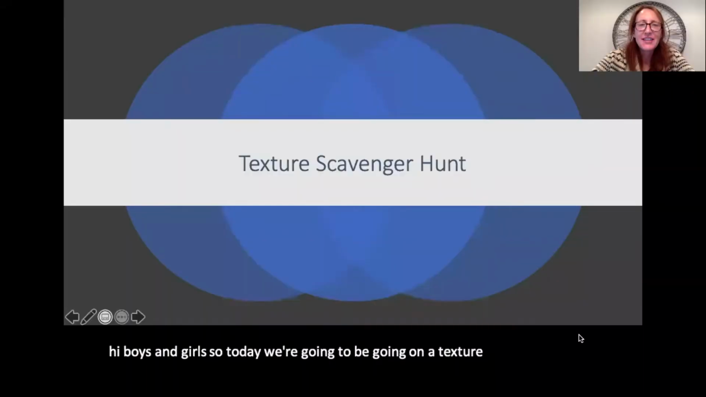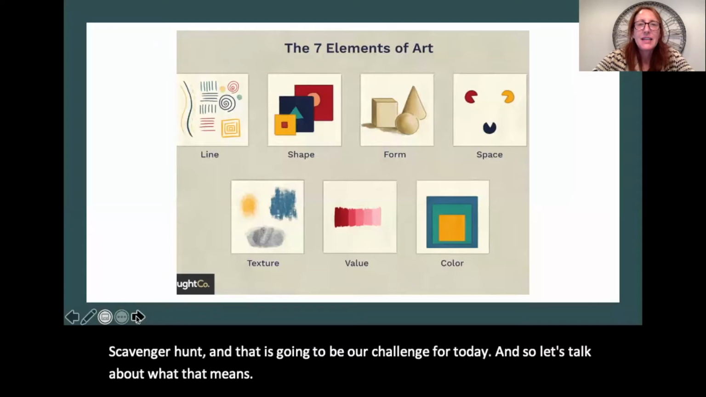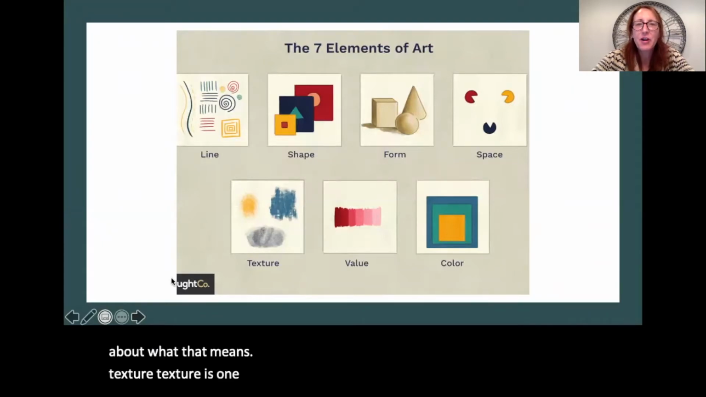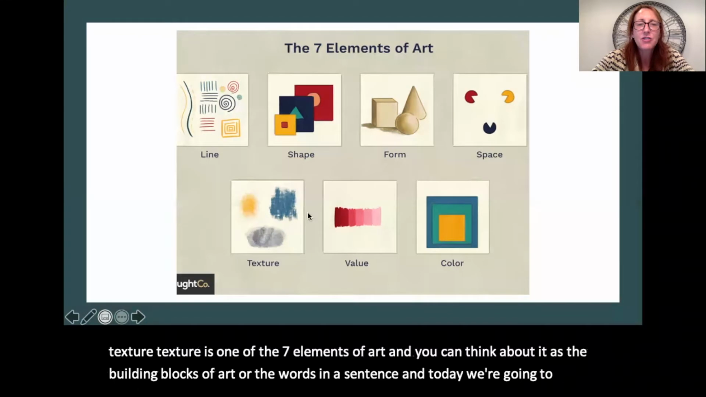Today we're going to be going on a texture scavenger hunt. And that is going to be our challenge for today. So let's talk about what that means. Texture is one of the 7 elements of art, and you can think about it as the building blocks of art or the words in a sentence. And today we're going to be focusing on texture.